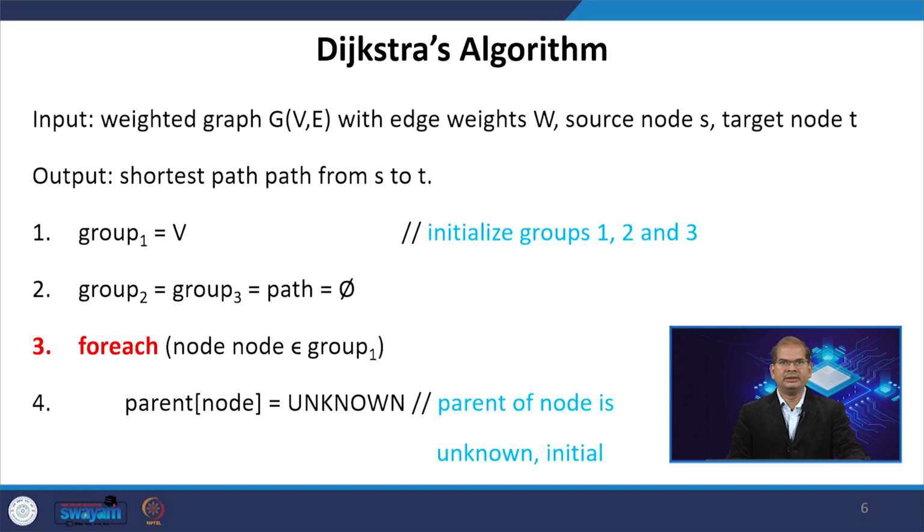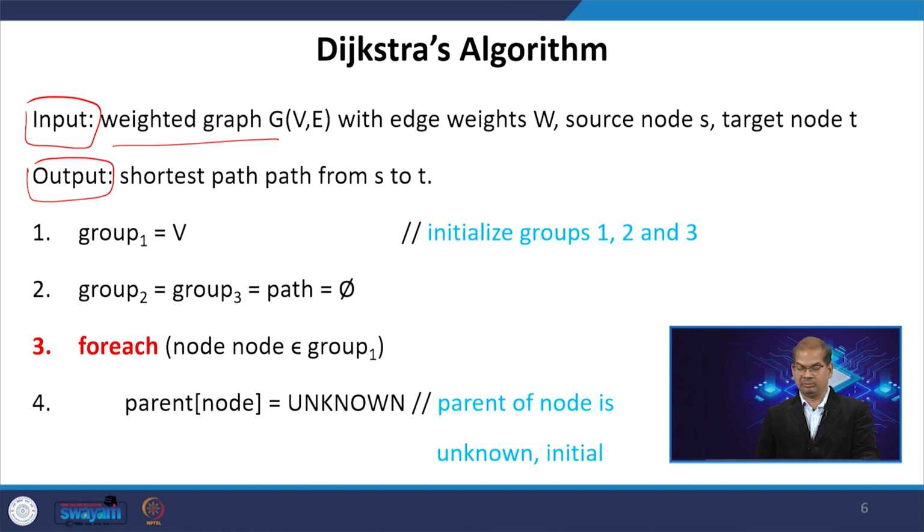Now, we will go inside the algorithm. Each algorithm has some input and some output. So, what are the inputs to the algorithm? Basically the weighted graph. The weighted graph is input to the algorithm, and each edge has a weight W.